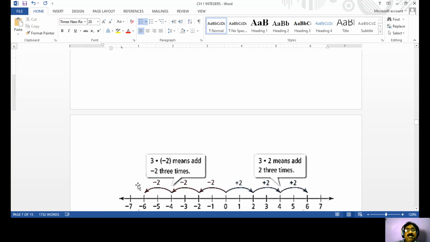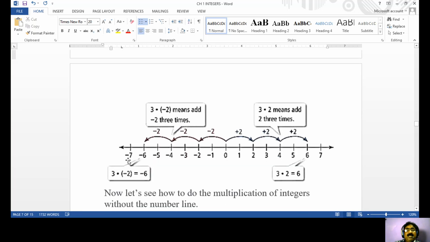Now, pictorially we will see here, 3 into minus 2 means minus 6 from 0. 2 steps to the left side, again 2 steps to the left side, again 2 steps to the left side. It means 3 times minus 2, minus 2 and minus 2. The answer will be minus 6. Similarly, 3 into 2 means 3 times 2. Because 2 is positive, from 0 we will jump first 2 steps, second time 2 steps, and third time 2 steps. It means the answer will be plus 6. In the negative case, the answer will be minus 6.